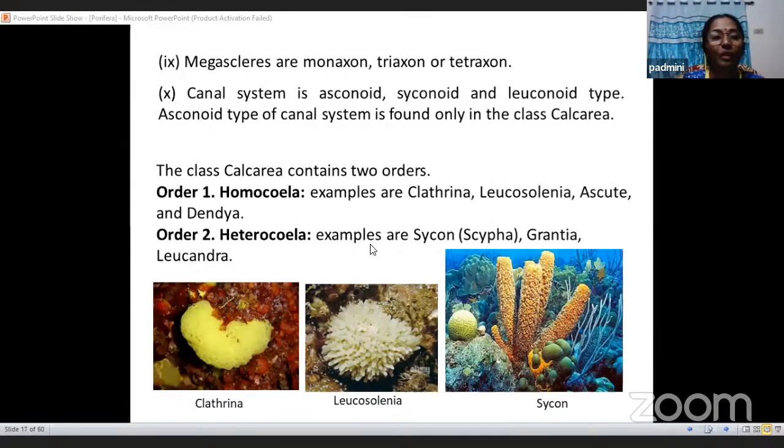And then the canal system is, this is what I was talking about. Just make a note of it in your rough book. The canal system is Asconoid type, Zygote type, and leuconoid type. We will talk about each one of them separately. And what are the orders this class has? Homocoela and Heterocoela. These are the two different orders, though we are not going to talk much about the orders. These are the examples, and cycle. This is mostly what we'll be talking about in the canal system.